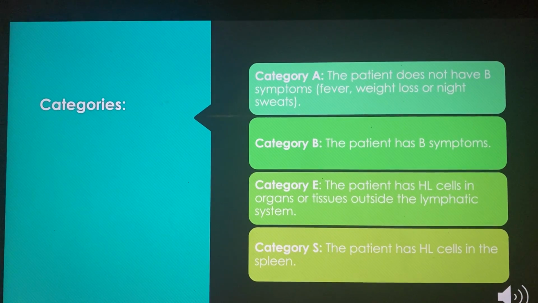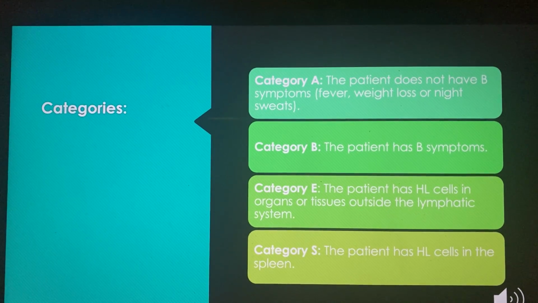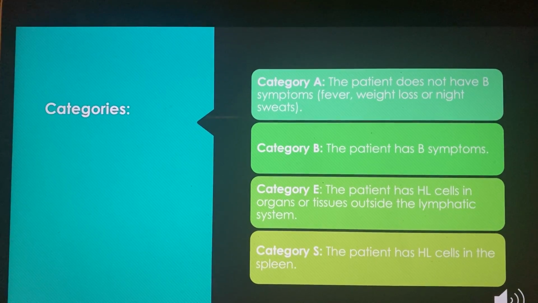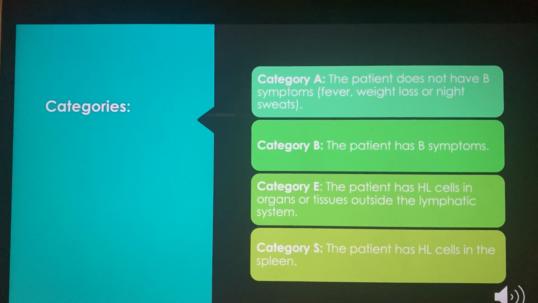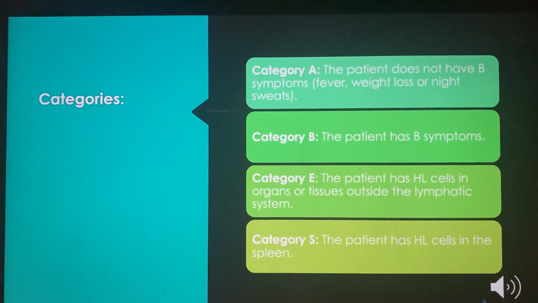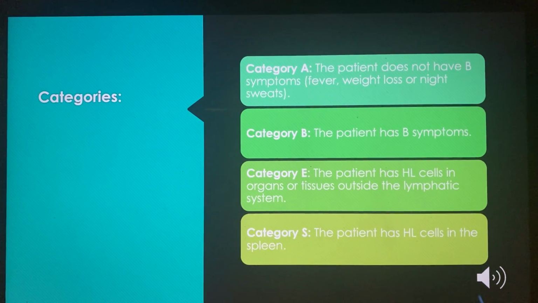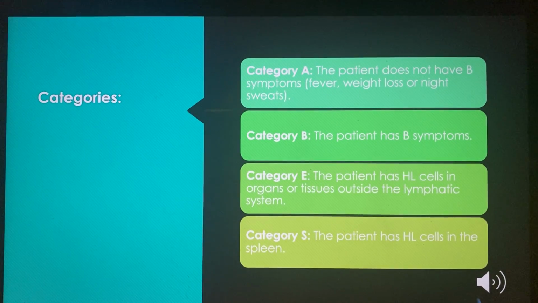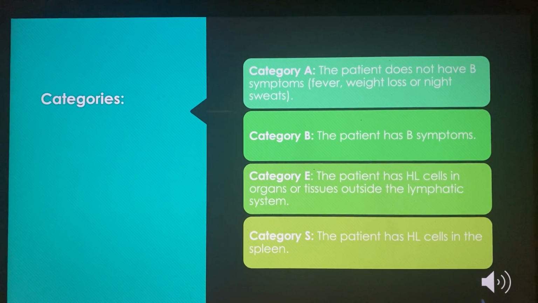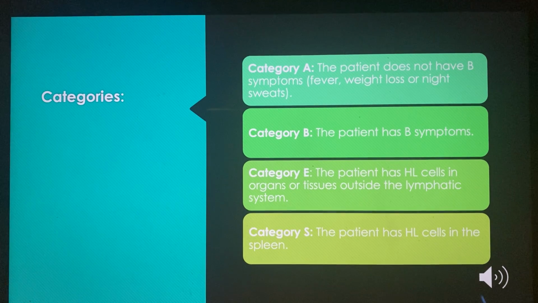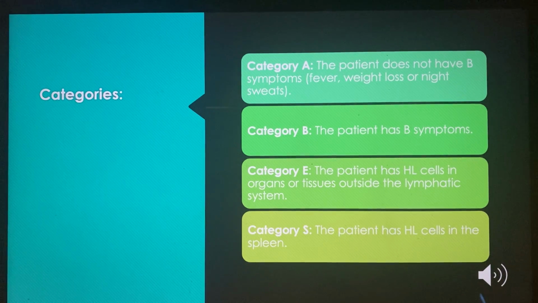In addition to the stage number, the letters A, B, E, or S may be used to further classify the stage of Hodgkin's lymphoma. So here I just have a chart representing what each of those categories involve and what it means. Category A, the patient does not have B symptoms, which would be fever, weight loss, or night sweats. Category B, the patient has the B symptoms. Category E, the patient has Hodgkin's lymphoma cells in organs or tissues outside the lymphatic system. Category S, the patient has Hodgkin's lymphoma cells in the spleen.